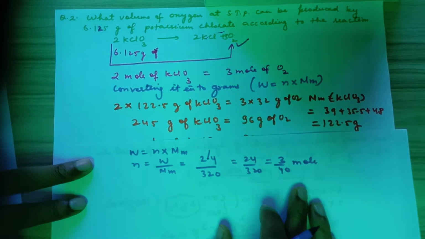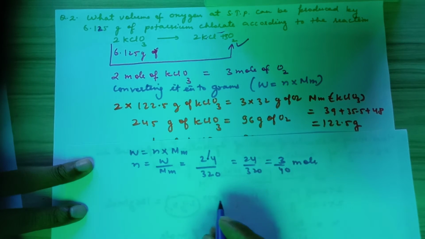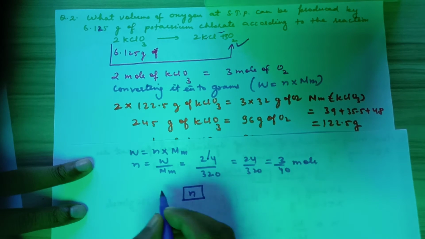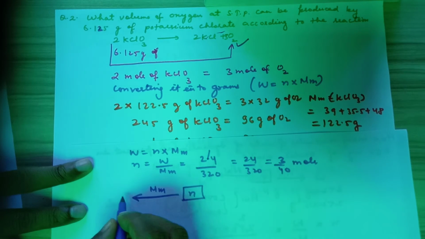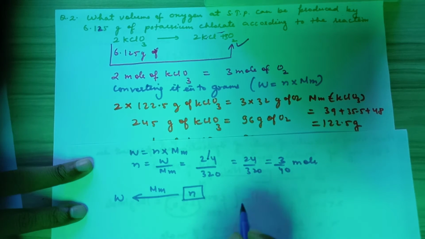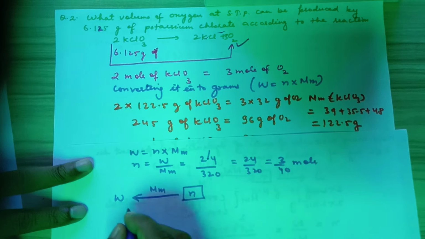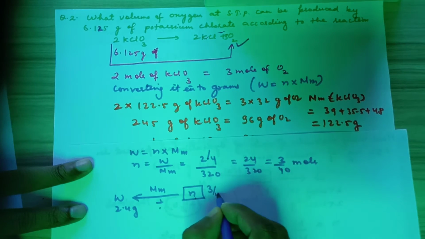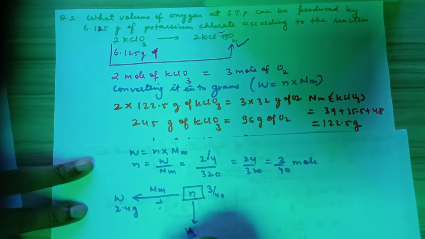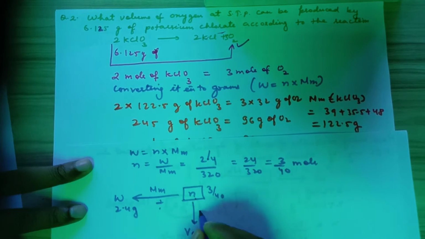Now this mole has to be converted into volume. So we know that if we have to convert, this one was molecular mass, this is weight. Earlier we have the weight, that is 2.4 gram. So we have to find number of moles, it will be divided by molar mass. So we got 3 by 40 mole. Now we have to convert it into volume of substance. So it will be multiplied by 22.4 liter.